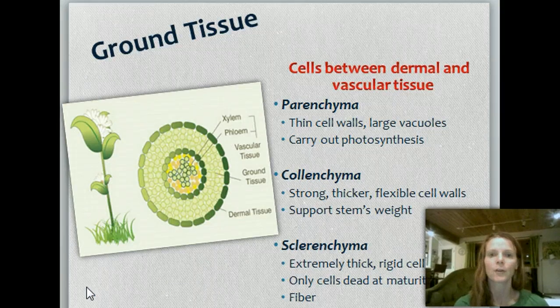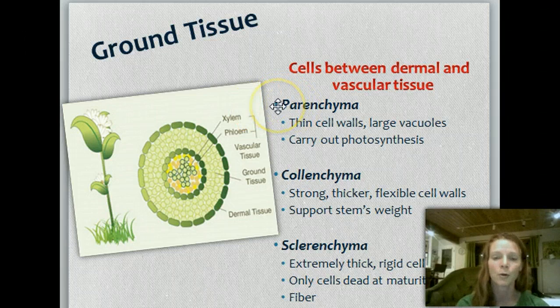Okay, the ground tissue, again, that inner layer. So there's the ground tissue right here: the cells between the dermal and the vascular layer. Here are my favorite words to say. There's different ways to say these, so you can call this the parenchyma or the parenchyma. The parenchyma cells have thin cell walls, large vacuoles, and they carry out photosynthesis.